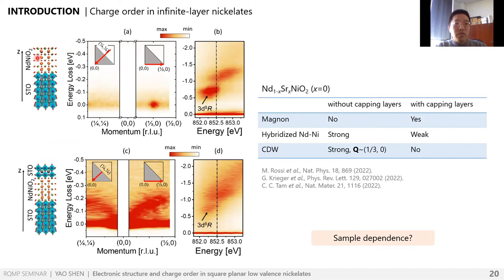So for example, if you grow the sample without a capping layer, you have a strong charge order peak at a third zero. But there seem to be no clear magnons. However, if you put the capping layers, you have nice dispersive magnons, but there seem to be no strong charge orders. Why it is so different for samples with and without capping layers, we don't know. Maybe some structural distortion, but not 100% sure. But anyway, there seems to be some sample dependence for the infinite layer films.